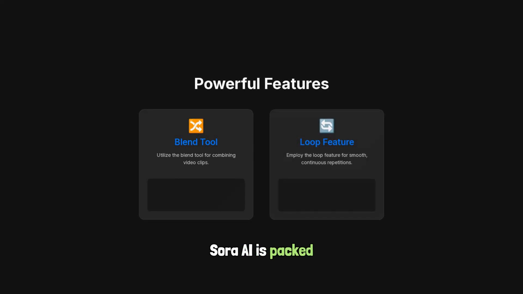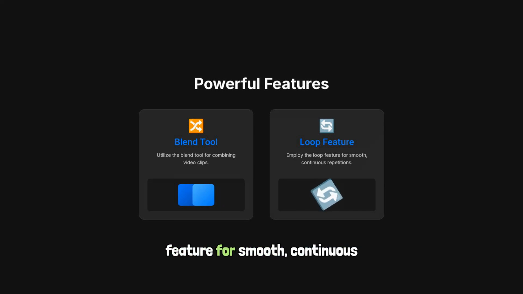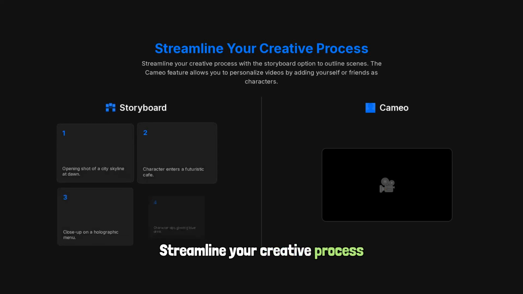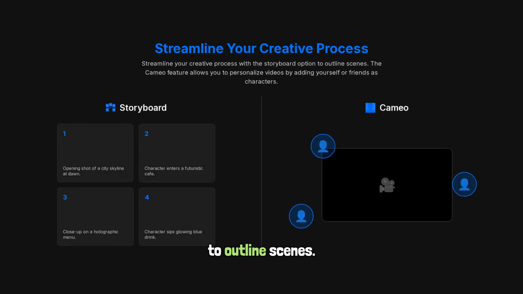Sora AI is packed with powerful features. Utilize the Blend tool for combining video clips, or employ the Loop feature for smooth, continuous repetitions. Streamline your creative process with the Storyboard option to outline scenes. The Cameo feature allows you to personalize videos by adding yourself or friends as characters.